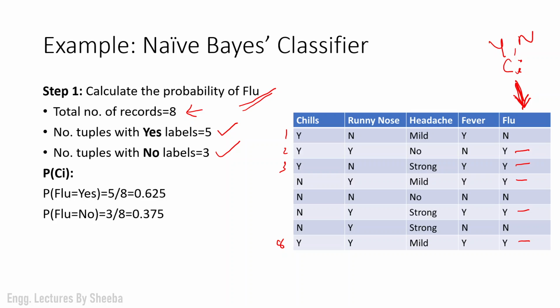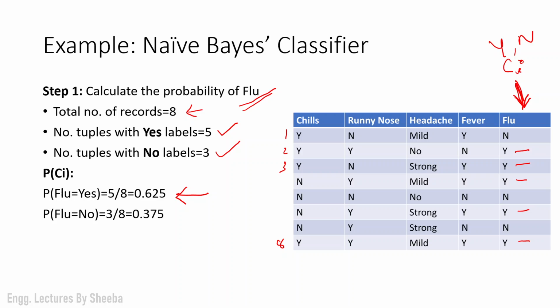We can represent it as Ci. Let Ci represent the classification, i is equal to 1, 2 because only 2 classifications are there. How will you find the probability of Ci? We want the probability of flu yes or flu no. How many tuples are there with Y? 5 tuples, out of a total of 8. So the probability of flu is equal to Y is 5 upon 8, that is equal to 0.625.